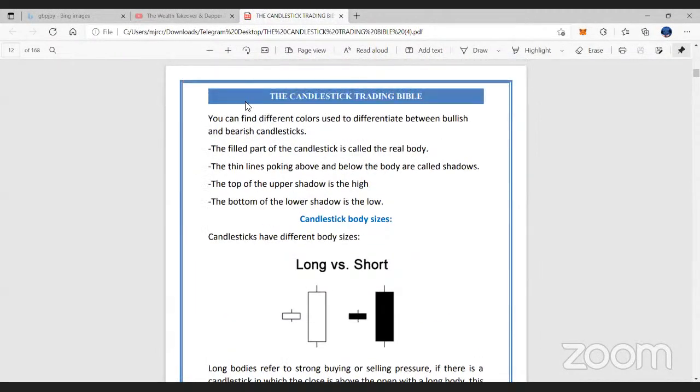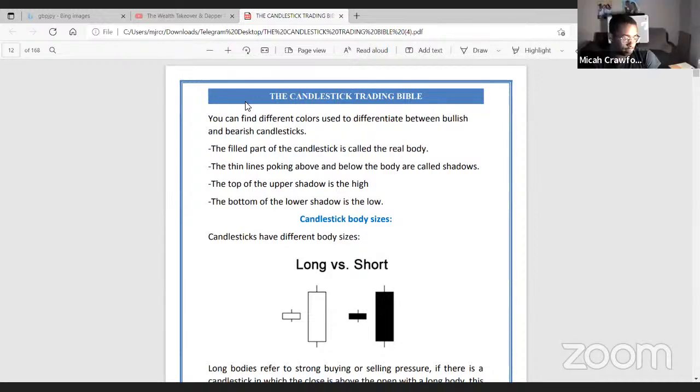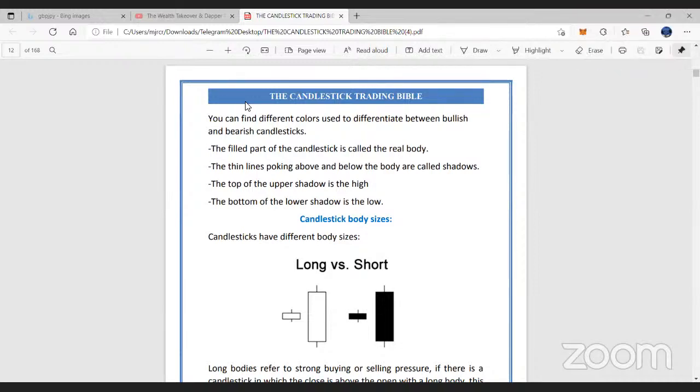You can find different colors used to differentiate between bullish and bearish candlesticks. The filled part of the candlesticks is called the real body. The thin lines poking above and below the body are called shadows. The top of the upper shadow is the high. The bottom of the lower shadow is the low.